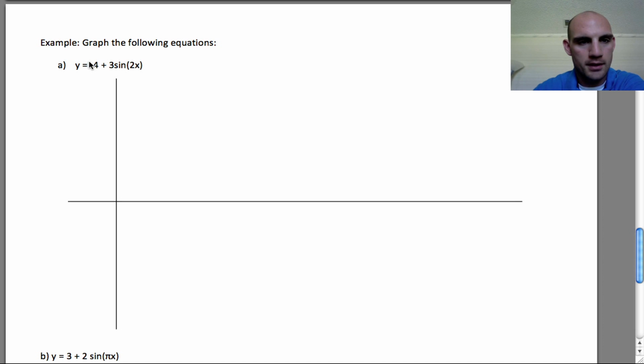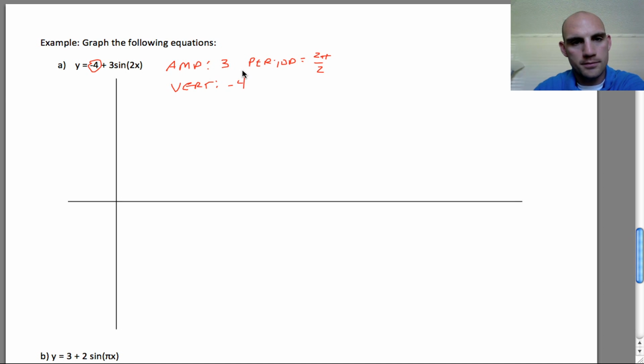So this is going to tell me vertical translation. And so what I'm going to do is I'm going to do the same thing I've been doing. Amplitude is 3, period is 2 pi over 2, and vertical translation is going to be negative 4. What I like to do first, guys, is I really like to plot it as it was, then translate it. Okay, so I'm going to deal with these two things first.